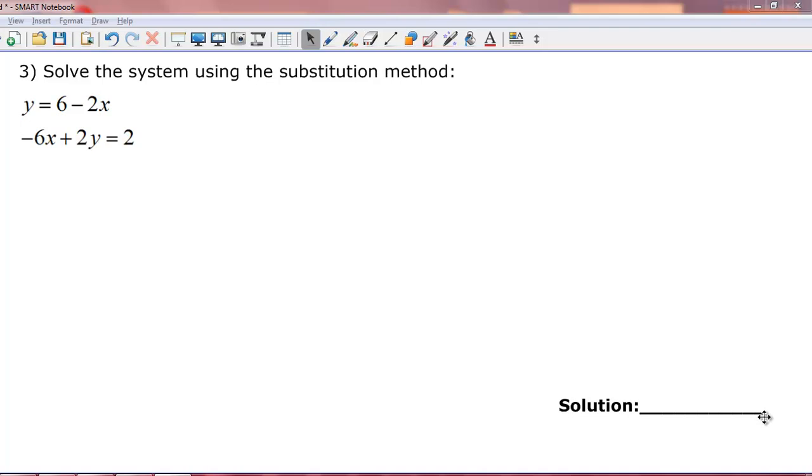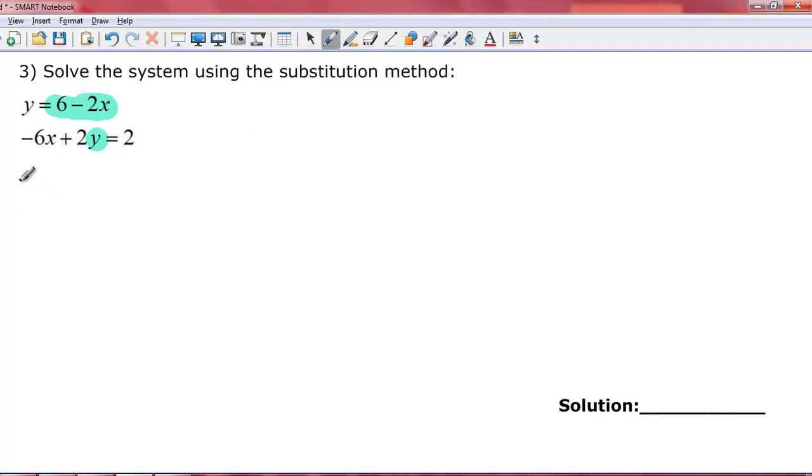And Miss Andrews. Now we're going to look at number 3 and 4 from worksheet 2, also substitution problems. So we want to solve the system using the substitution method for number 3. Okay, so we notice our top equation says y equals 6 minus 2x. So we're going to take 6 minus 2x and substitute that in for the y into the second equation.